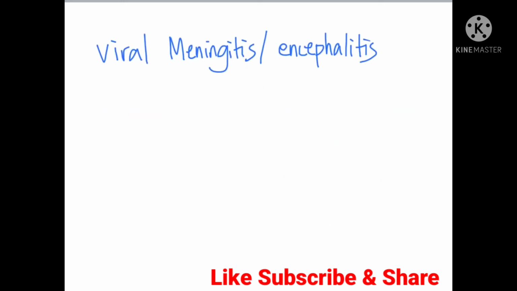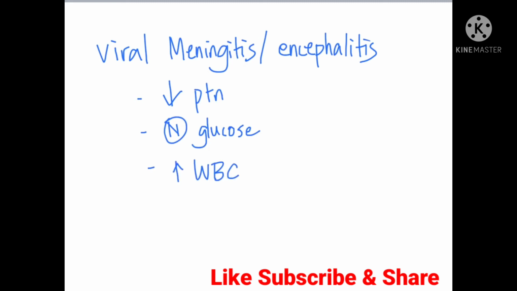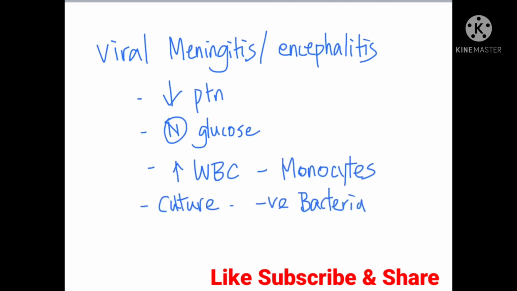In viral meningitis or encephalitis, this is what we'll see: low protein, normal glucose, high white blood cell count, with mostly monocytes. The gram stain and culture are negative for bacteria. The viral PCR may be positive.